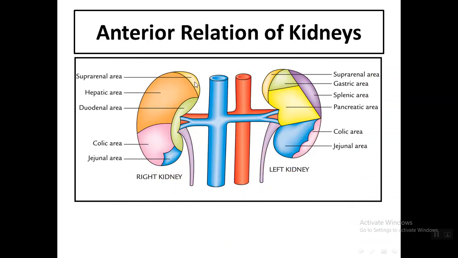Respectively, you can call the areas related to the nearby organs: regarding the right kidney, the suprarenal area, hepatic area to the liver, duodenal area, colic area, and the jejunal area, while the left one has the suprarenal area, gastric area to the stomach, pancreatic area, splenic area, jejunal area, and colic area. All these relations are important when we want to do some operation on the kidneys.